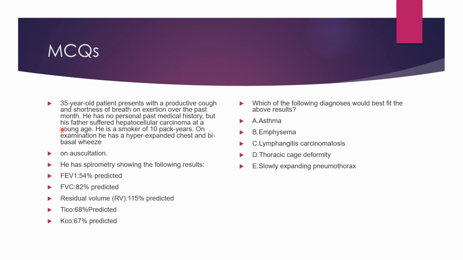But the patient is presenting at 35 years of age, and the history is only one month, so it is rapidly progressing. With the family history of hepatocellular carcinoma, we can suspect the patient has alpha-1 antitrypsin deficiency, and as he is smoking, smoking can cause rapid worsening in alpha-1 antitrypsin deficiency patients, and they can present with emphysema early. So this could be the case. Going to the next MCQ.